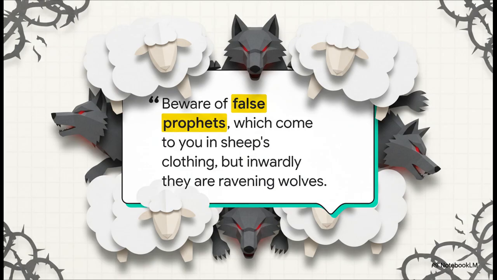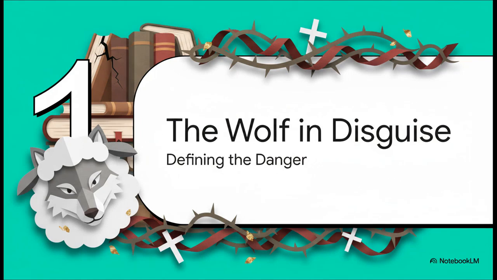So the source material kicks things off with this really powerful image, a wolf in sheep's clothing. And this pretty much sets the stage for everything we're about to cover. It's all about a hidden danger, right? Something that looks harmless, maybe even good, but underneath it's actually incredibly destructive. All right, so first things first, we need to get on the same page about what we're actually talking about. This first section is going to break down exactly how our source defines this whole idea of false teaching.